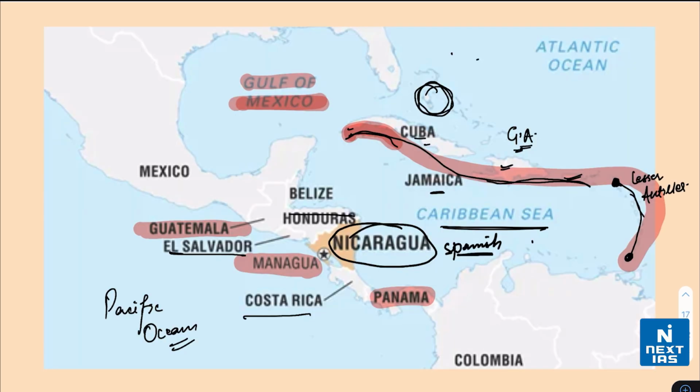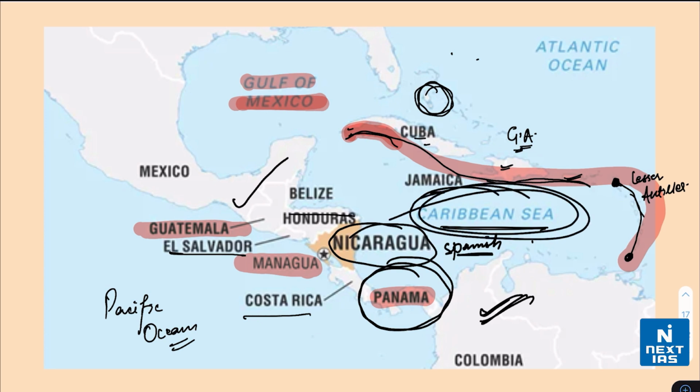Now, as you can see here, you have the Isthmus of Panama. An isthmus is nothing but a narrow strip of land that connects 2 larger land masses and also separates 2 bodies of water. Here you have the Caribbean Sea and here you have the Pacific Ocean. Isthmuses have been strategic locations for centuries as they are natural sites for ports and canals.